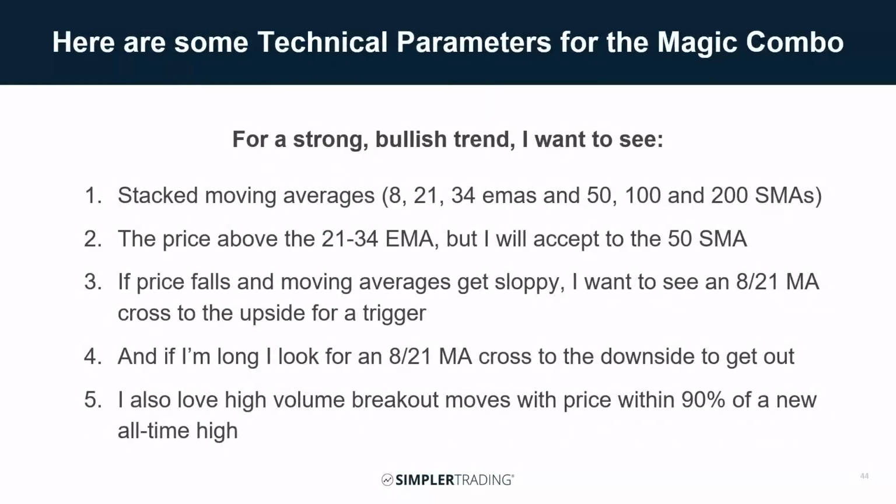These are very key technical parameters for the magic combo, okay? You need to be able to see stacked moving averages, the 8, the 21, the 34 EMAs, and the 50, the 100, and 200 SMAs. You also want to see price above the 21 or 34 EMA, but I will accept the 50 SMA. If price falls and the moving averages get sloppy, I want to see an 8/21 moving average cross for an upside trigger. If I'm long, I look for an 8/21 moving average cross to the downside to get out.